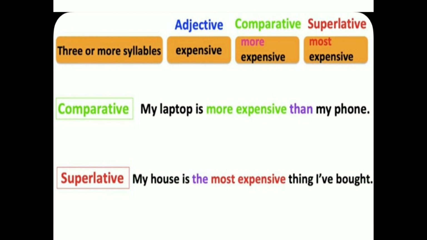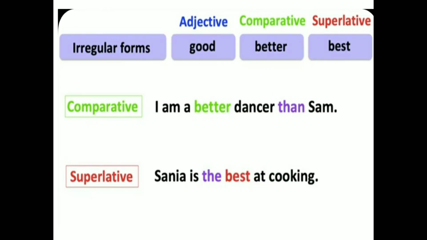Now let's see the last rule of this comparison of adjectives. There are some adjectives that do not form the comparative and superlative from their positives. They have irregular degrees of comparison. It means we do not add er or est; the whole comparative and superlative word changes. For example, good, better, best, or you can say little, less, least.